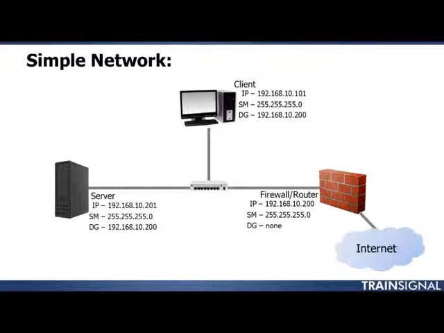I want you also to notice, even though we're not going to talk about it at this point, that at the bottom, it says DG. That stands for Default Gateway for both our client and our server. And the IP address listed for that default gateway is the IP address of the router. I just want you to keep that in the back of your mind, and we're going to address that before the end of this lesson.